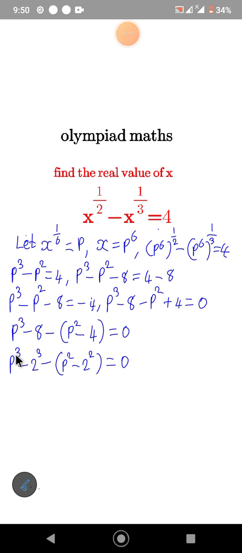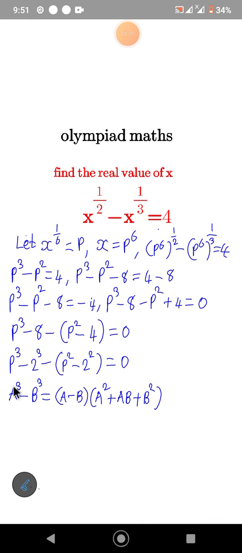Then the next thing, I will use my algebraic identity for this. The identity states that the difference of cubes identity, that's what I'm going to use, which says that a raised to the power 3 minus b raised to the power of 3 is equal to a minus b, then a squared plus ab plus b squared. So this is the identity I'm going to use for p raised to the power 3 minus 2 raised to the power of 3. So we'll write it this way now.